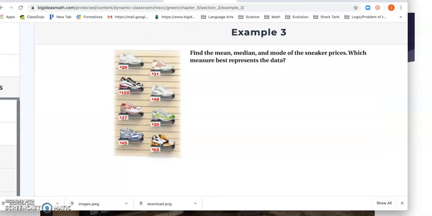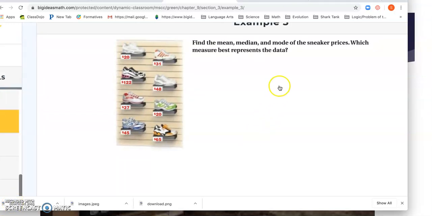Okay, next thing I want you to do is figure out the mean, median, and mode of the sticker prices. And then we're going to determine which measure best represents the data. I'm going to let you press pause, look at the picture, and find the mean, median, and mode. I hope you remember how to figure out mean. Remember, mean is basically the average: add them up, divide. So you have everything you need. Go ahead and press pause and figure it out.